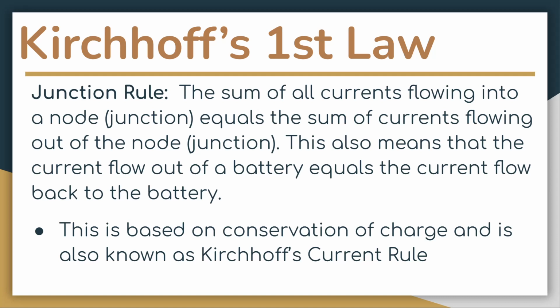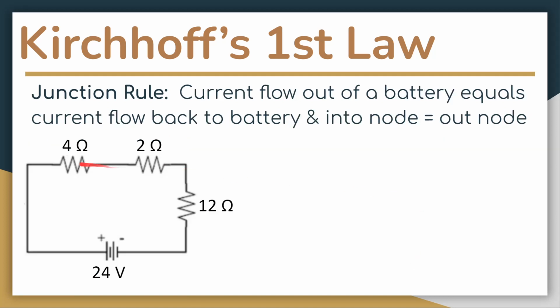Effectively, if we have charges moving through the wires, there's always the same number of them. So if I have a certain number of charges that flow into a light bulb, I have the same number that flow out of the light bulb. It's basically conservation of mass, or conservation of matter. So this is known as, again, Kirchhoff's current rule. So let's look at an example, or junction rule, it's the same thing.